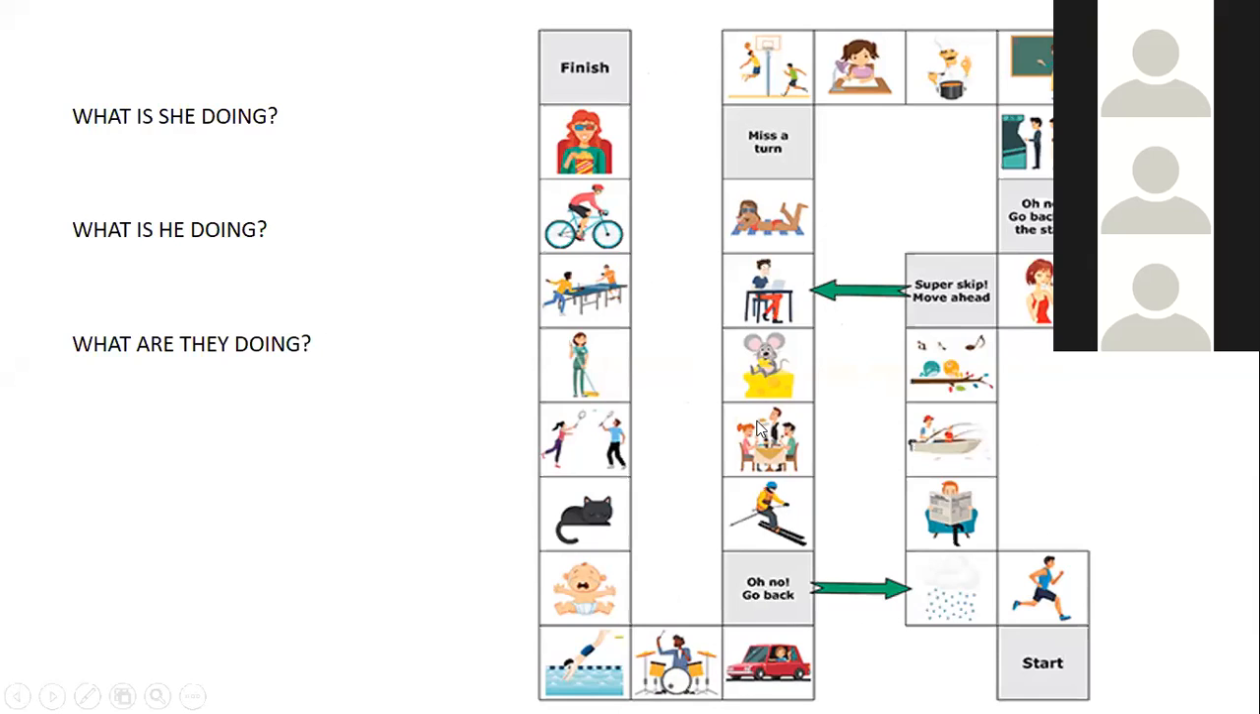Okay, busquemos otro, el que usted quiera. Dígame cuál quería hacer. Puede ser el de los que están jugando. Okay, what are they doing? They are playing basketball. Okay, they are playing basketball or they are playing tennis, dependiendo del deporte, ¿verdad? Okay, very good.